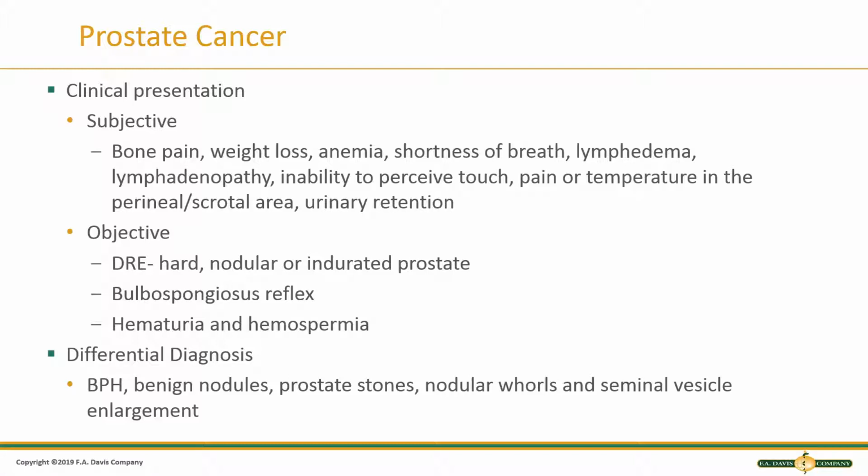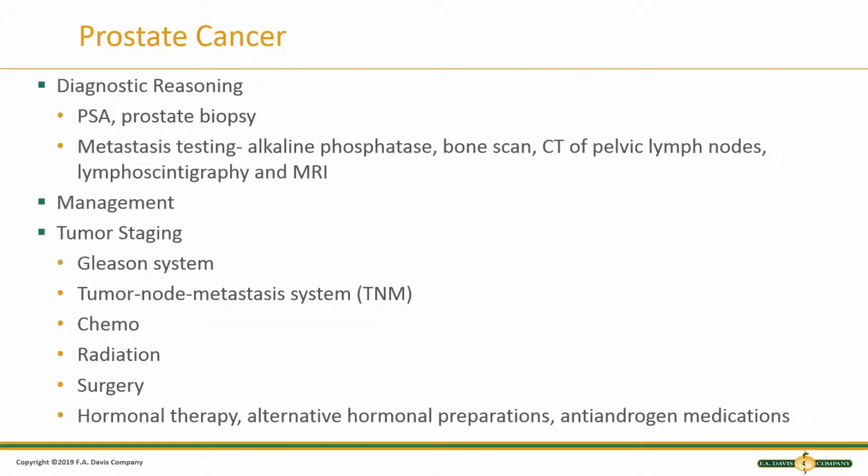The bulbospongiosus reflex can be used to evaluate a lesion in the spinal cord by viewing contraction of the rectal sphincter in response to squeezing the glans penis. The possible differentials are BPH, benign nodules, prostate stones, nodular whorls, or seminal vesicle enlargement. Of these, BPH should be the first thought due to the similarity of symptoms. Please read the section on diagnostic reasoning in your text so that you will understand the American Urological Association and American Cancer Society's recommendations for PSA screening.